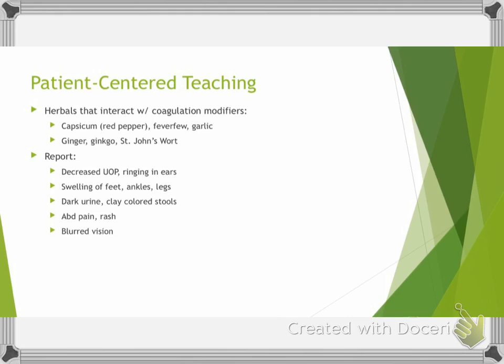So herbals that interact with coagulation modifiers: capsaicin, red pepper, feverfew, garlic, ginger, ginkgo, and St. John's wort. They need to consult with a provider before taking any herbals or over-the-counter medications. They need to report decreased urinary output, ringing in the ears, which is tinnitus, swelling of their feet, ankles, legs, dark urine or clay-colored stools, abdominal pain, rash, or blurred vision.